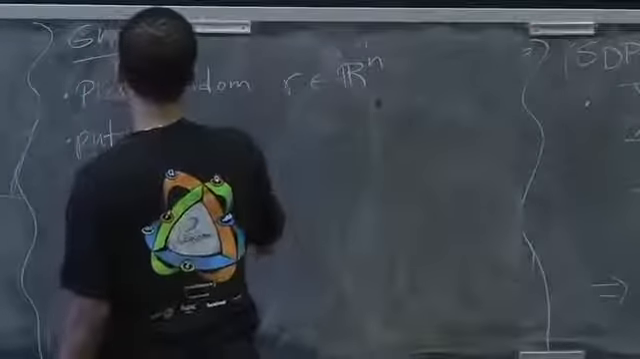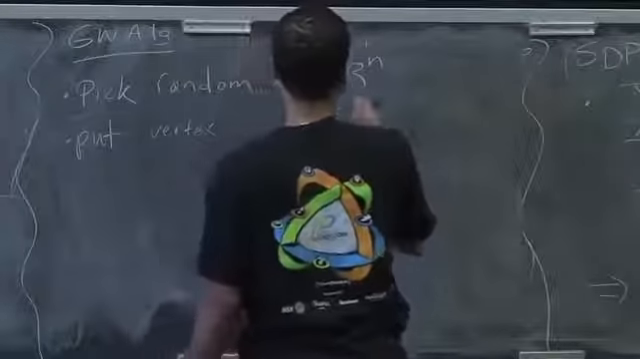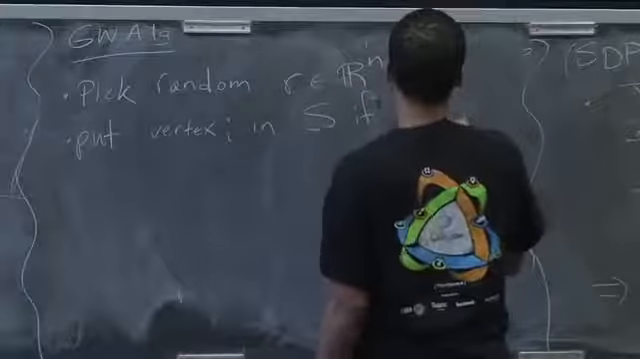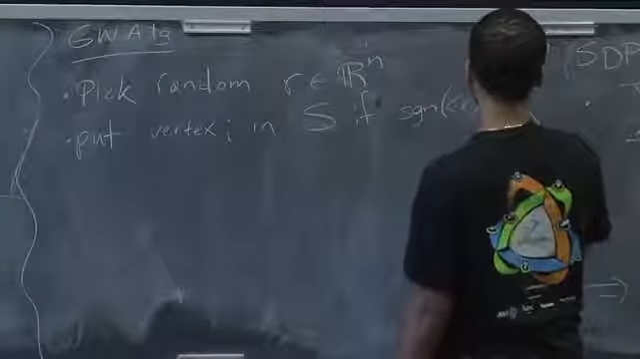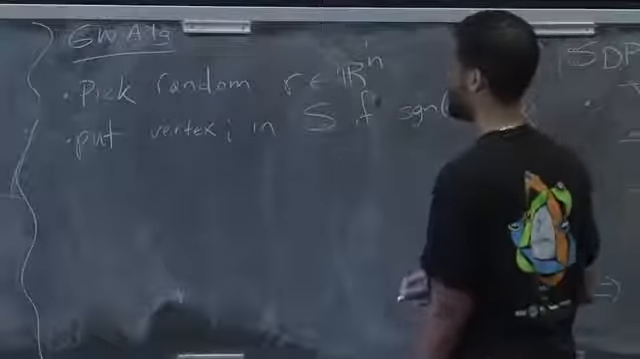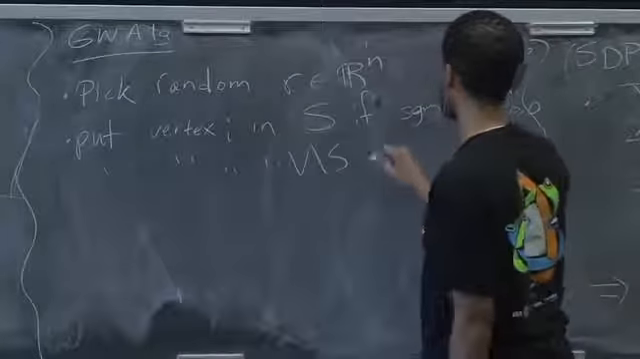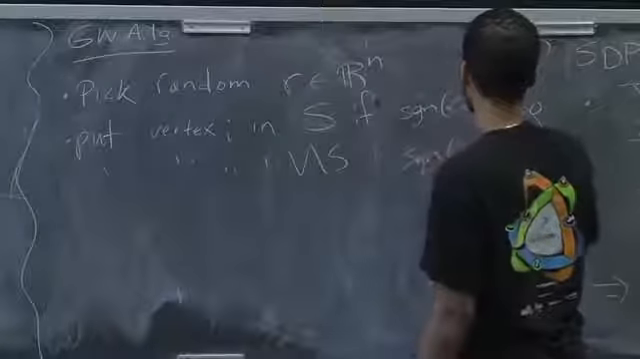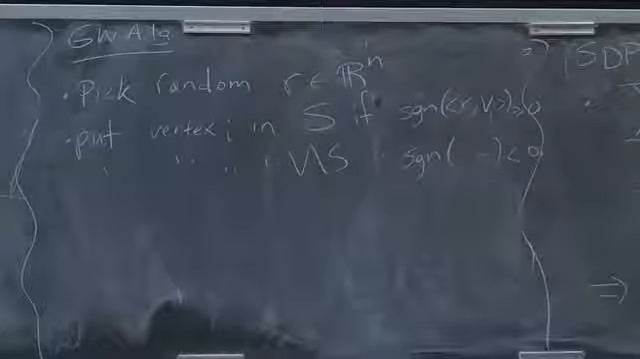put vertex i in S if the sign of r dot vi is at least 0, and we'll put vertex i in the other side of the partition if the sign is negative. Okay, so pick a random hyperplane, and you're either above the hyperplane or below it, and that decides what side of the partition you're on.